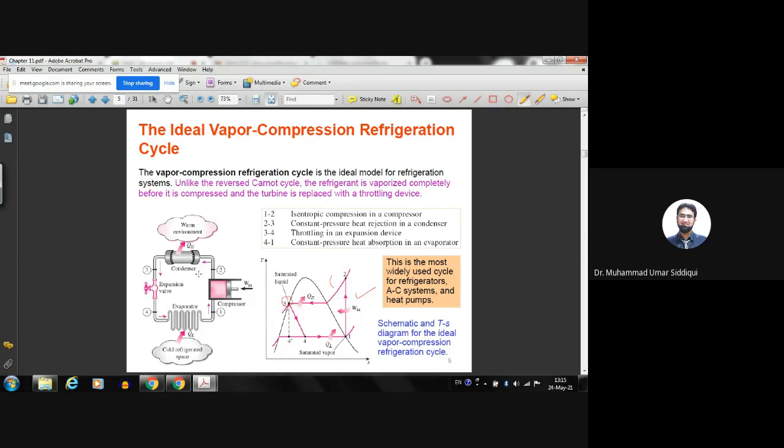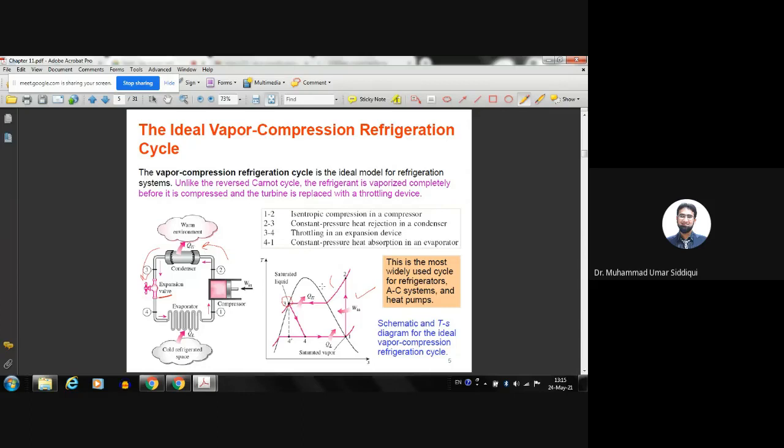Then this saturated liquid is passed through the expansion device, which is the expansion valve. The expansion valve, if you remember, is a throttling valve, and we discussed it in chapter number 5. The throttling process has the same enthalpy. So enthalpy remains the same. It's basically an isenthalpic process. So from 3 to 4, it will be the same enthalpy.